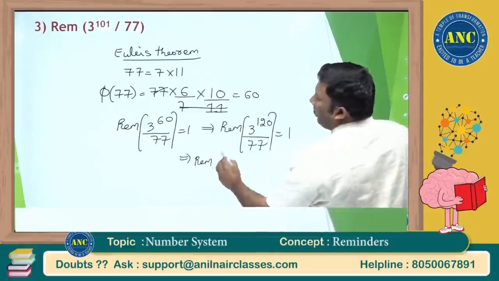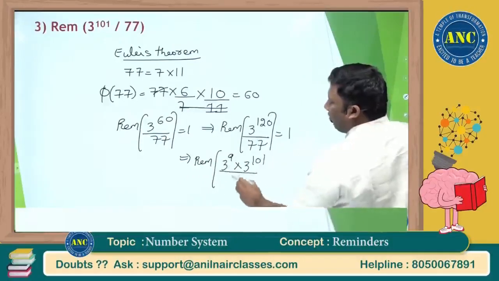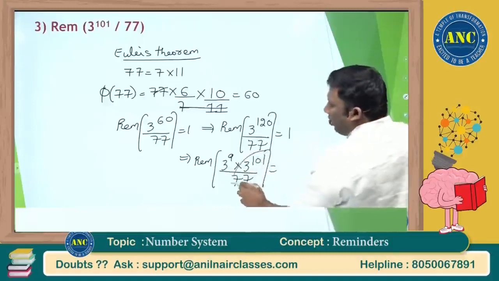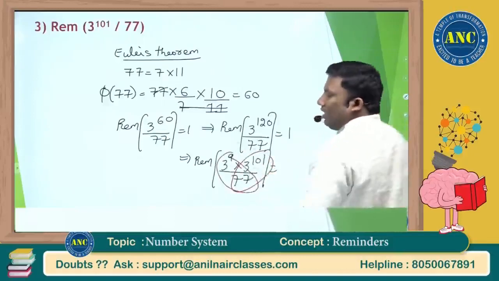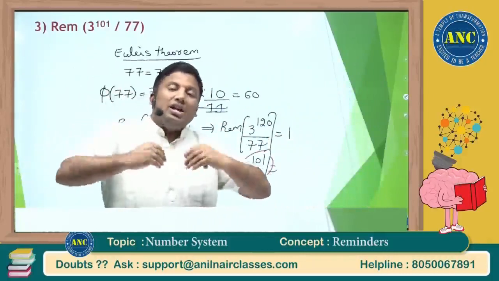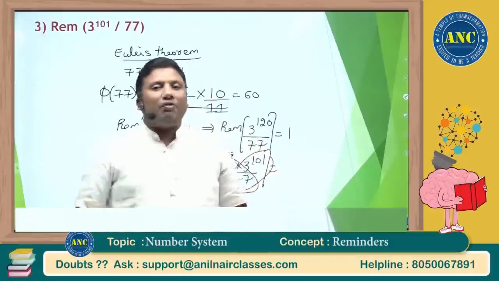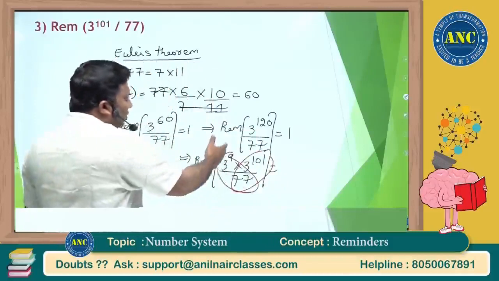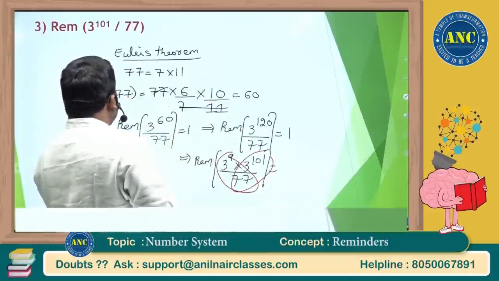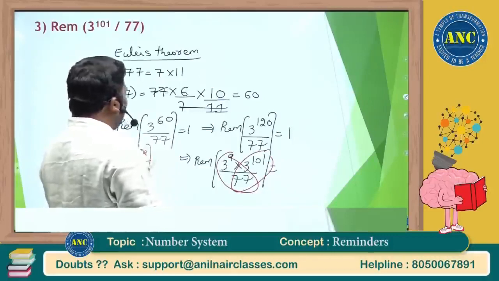Which value do we require? 3 power 101 we require. 3 power 9 into 3 power 60 divided by 77 is 3 power 9 remainder. Now if you observe here, this is what we require. 3 power 9 divided by 77: try to find out whether the remainder is plus 1 or minus 1. 3 square is 9, 3 cube is 27, 3 power 4 is 81. So writing it as 3 power 4 whole square into 3 power 1, isn't it very complicated?